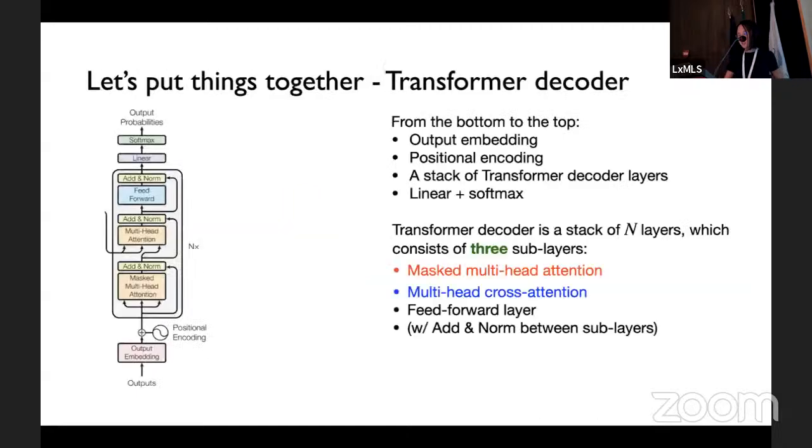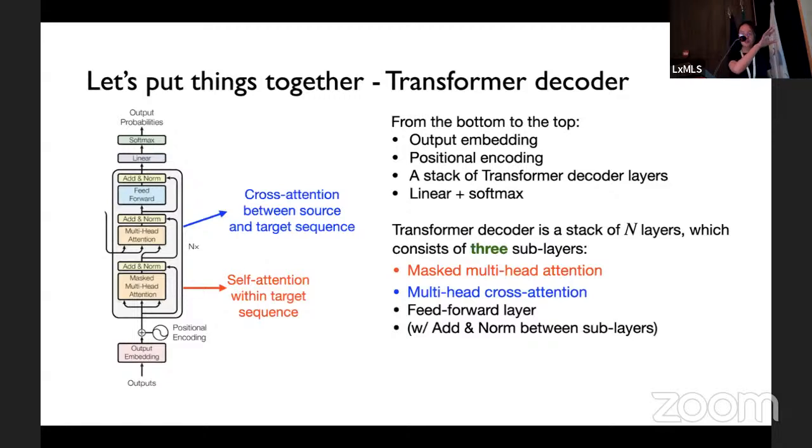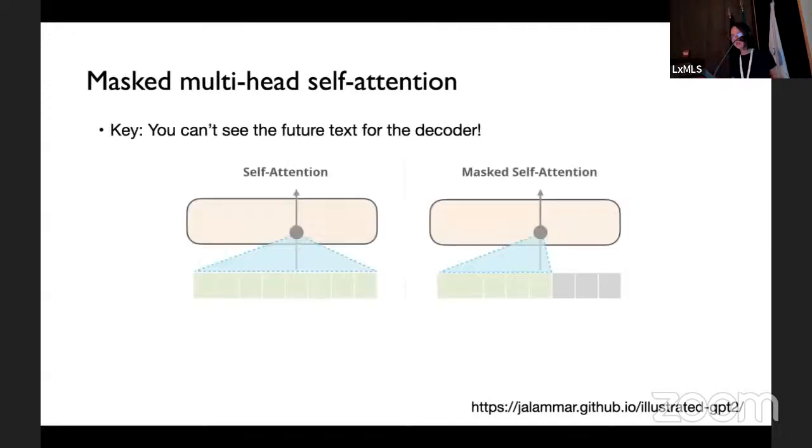Okay, so next, I'm going to show you how the self-attention within the masked self-attention works and how the cross-attention works in this multi-head attention mechanism. For the masked multi-head self-attention, the key here, compared to the encoder, is that this is a decoder. That means you don't want the model to see the future text, because you want to predict the next word. If you are going to see the future words, then it's basically information leakage. It will not help you predict the next word.